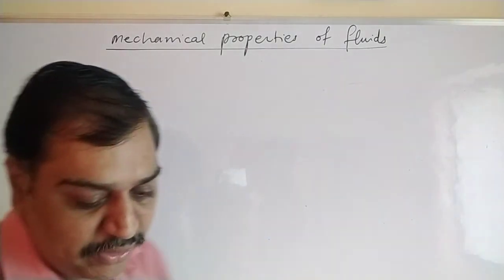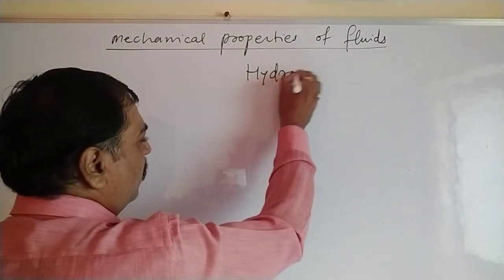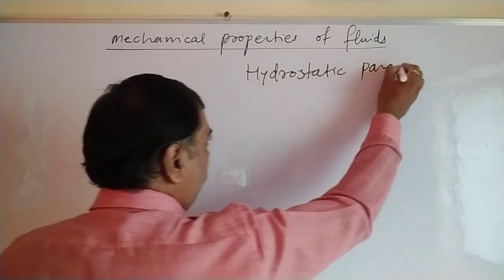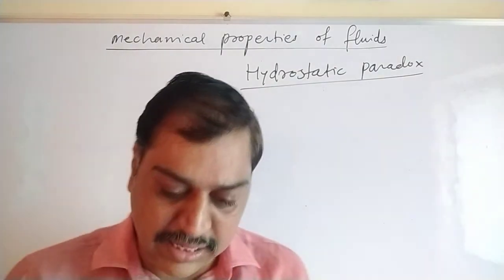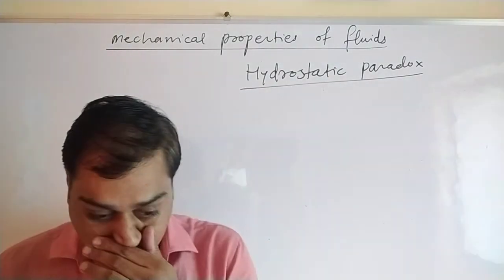Now let's go to the next topic, hydrostatic paradox. Hydrostatic paradox is one of the paradoxes. Initially, scientists were not well aware of this theory. So there is one paradox. What is that paradox that we have to see?